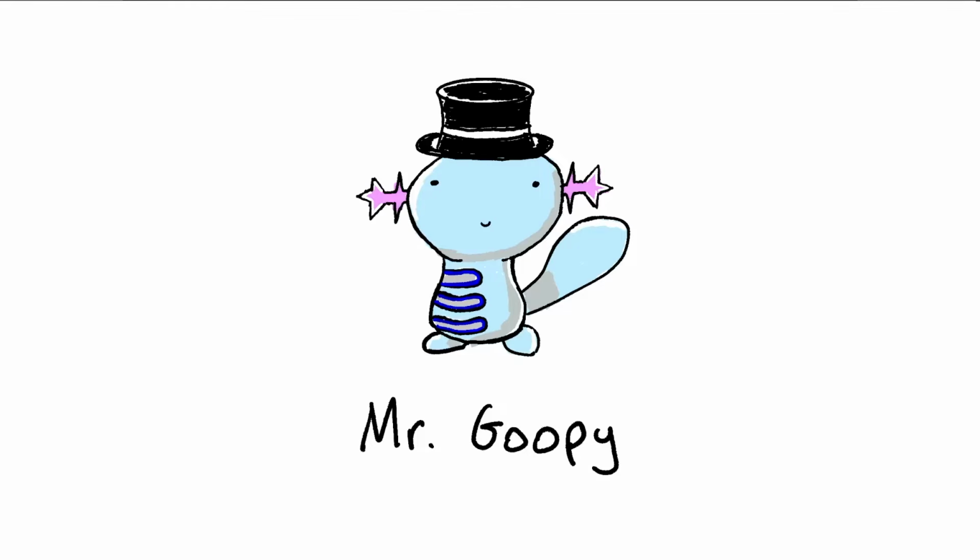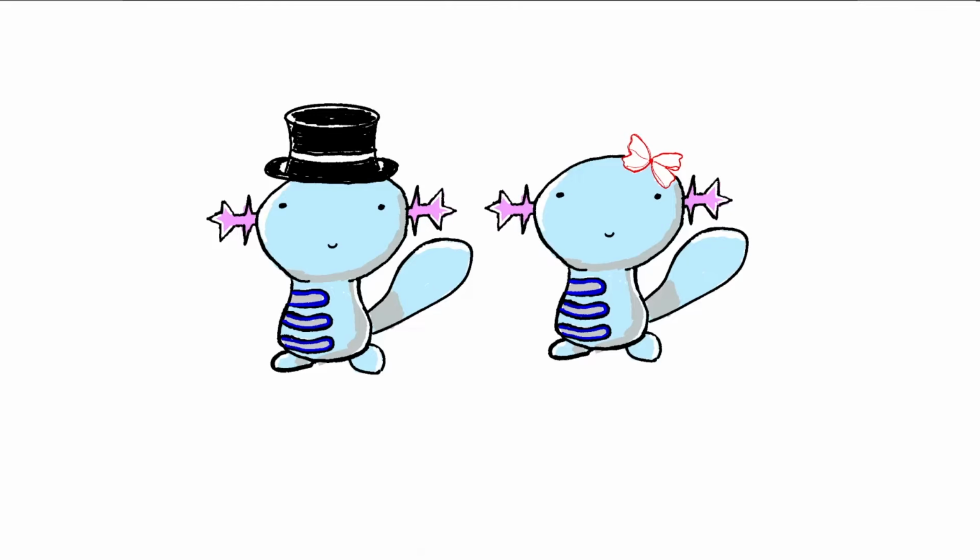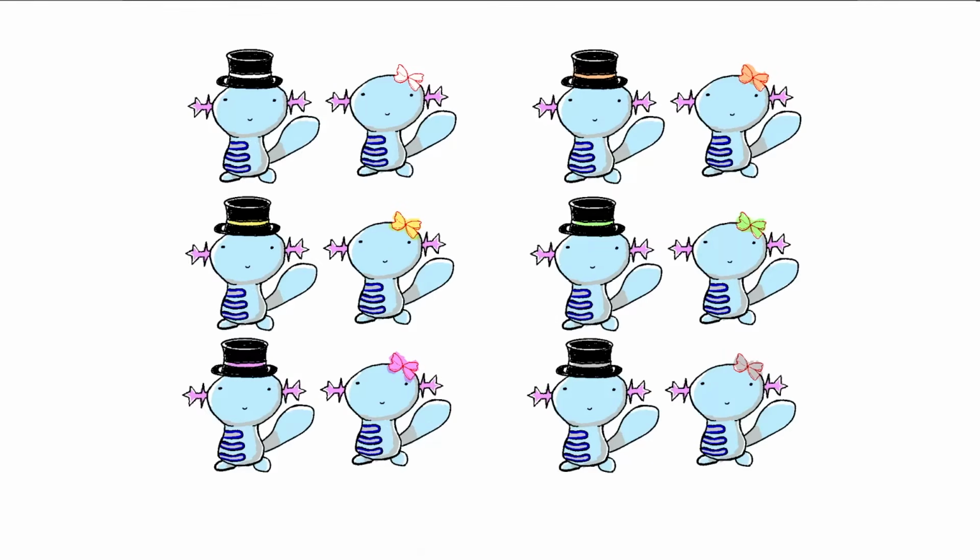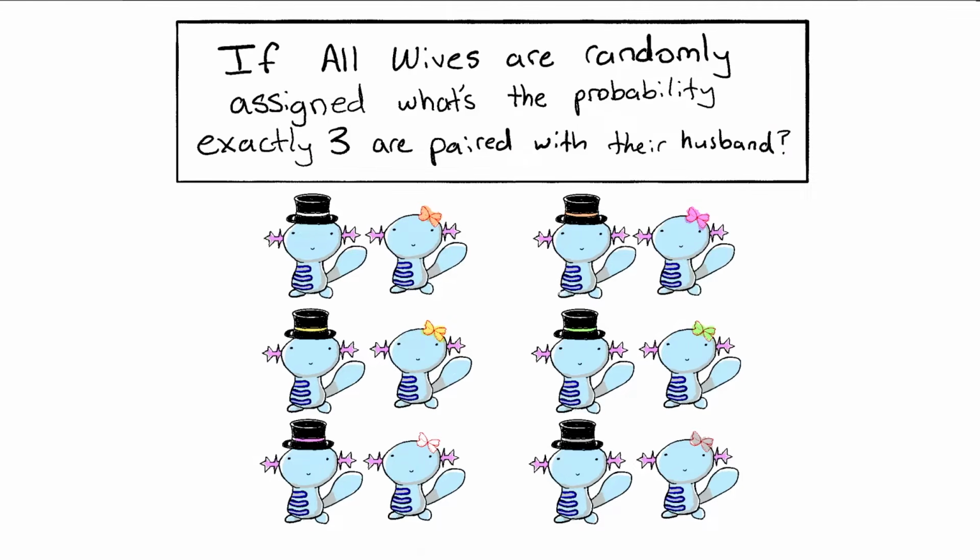This is Mr. Goopy. Mr. Goopy and his wife go on a dating show, and along with 5 other couples, they play wife swap. Now how wife swap works is all the wives are randomly assigned to a new partner. They all get swapped around any which way. Now our question for today is, if all wives are randomly assigned, what's the probability exactly 3 are paired with their husband? Now this is a difficult question, so we'll slowly build our way up to it.